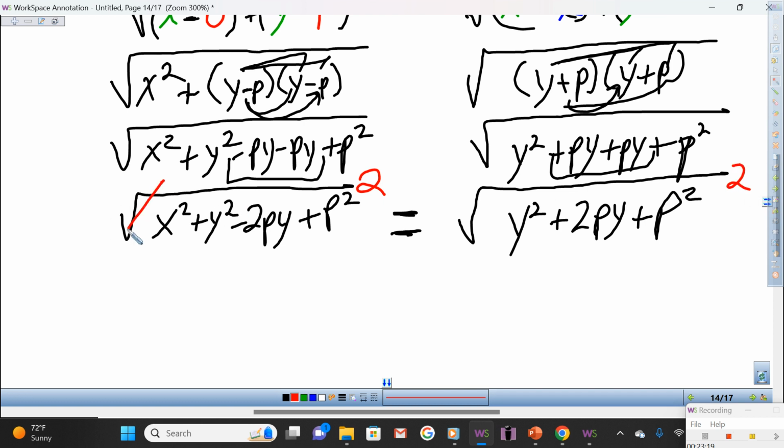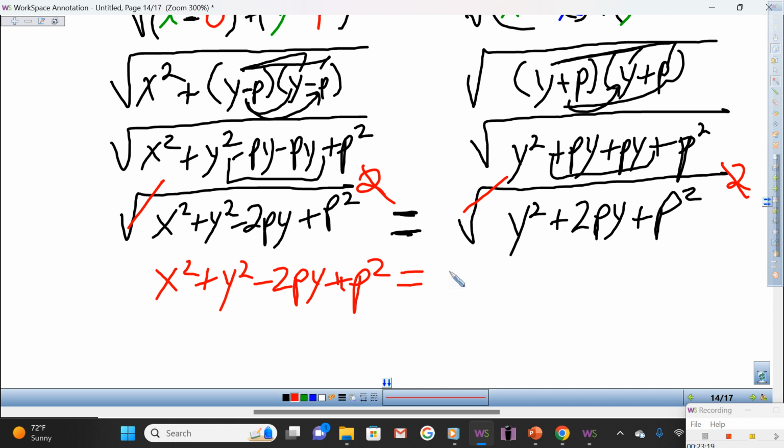So this cancels this, which leaves us with x squared plus y squared minus 2py plus p squared equals y squared plus 2py plus p squared. Next, can we simplify more? Yes, Mr. Q, I can cancel out stuff. Look up, please, so you're not going to miss it.